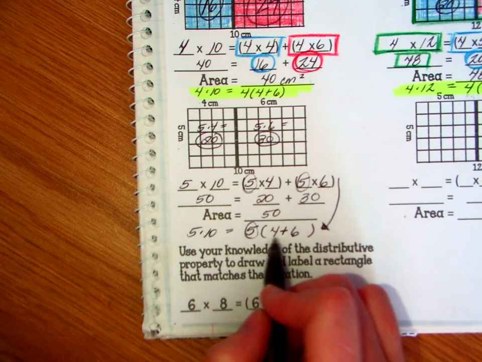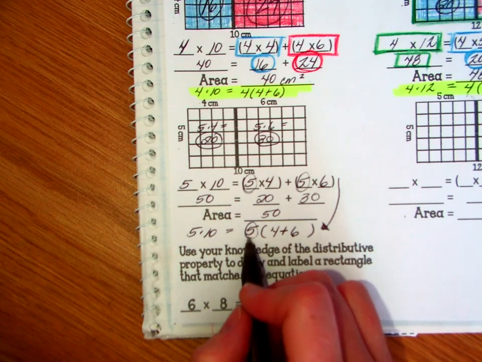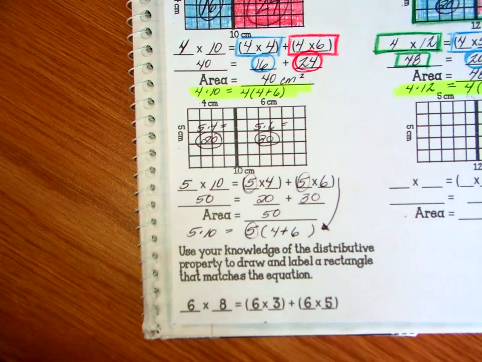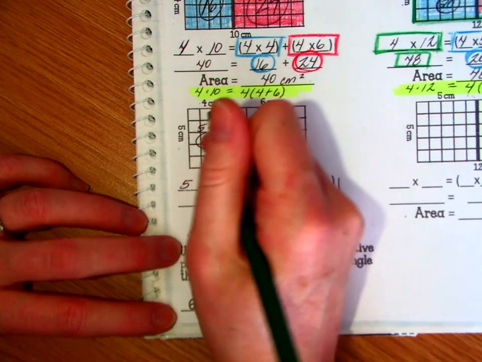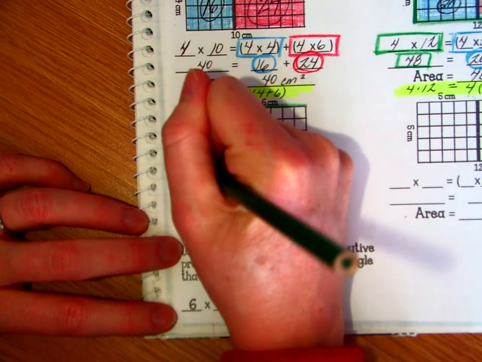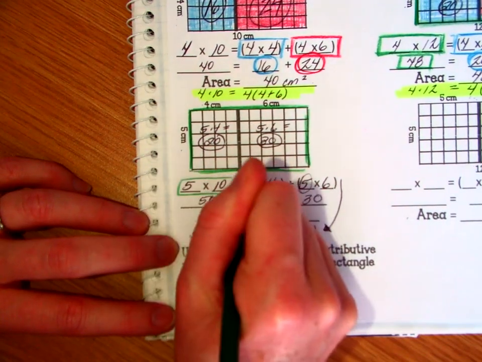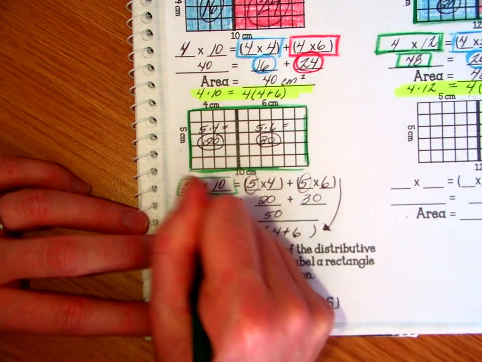I know that 4 plus 6 is 10, so this is really 5 times 10, and it tells me here that this is 5 times 10. I have equivalent expressions all over the place. I'm going to color code it for you. The whole big concept, the 5 times 10 area model, is in green. That is here and here.